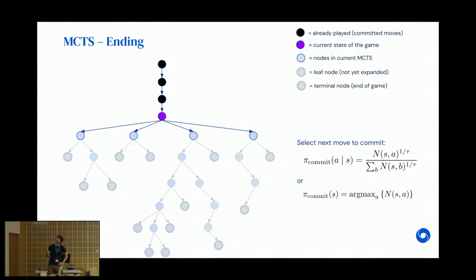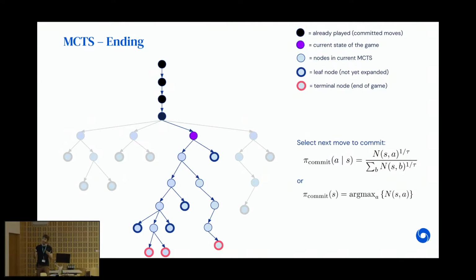So in this case, the most visited child is this one. So we'll actually take this action in the environment and commit to it. And so this state will become part of the history of the game. And in the next step, this becomes our current state of the game. And a priori, we might think that now that we are in this state, we need to start from scratch and build a new Monte Carlo tree search just to decide on the next action from this state. But what's nice about the particular cases that we are looking at here, which are deterministic games, is that we can reuse this part of the search tree from the previous tree search and keep it for the next iteration.